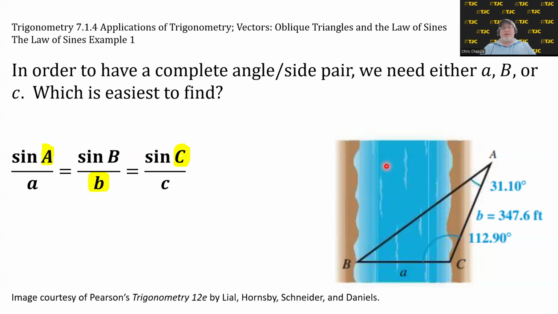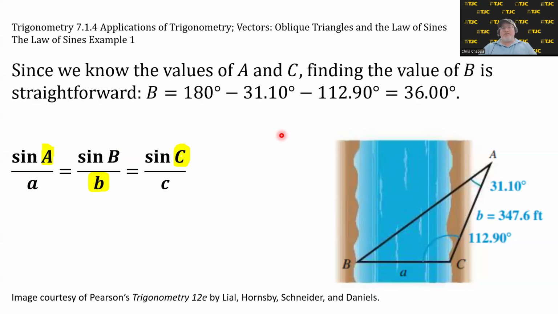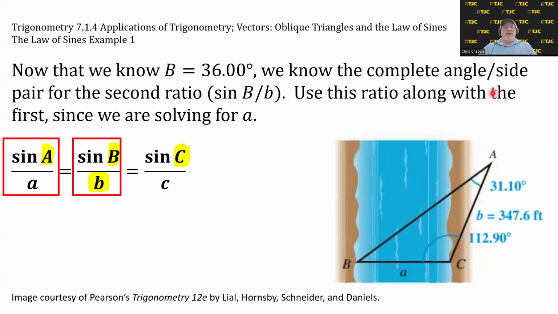Now, in order to complete an angle side pair, we need either side A, which we're looking for, angle B, or side C. Which is the easiest to find? Well, it should be obvious it's the angle, because we know two of the three angles. Since we know the values of angle A and C, finding the value of angle B is straightforward. B is simply 180 minus the other two angles, which is 36.0 degrees. So we're going to add angle B to our list of things that we know.